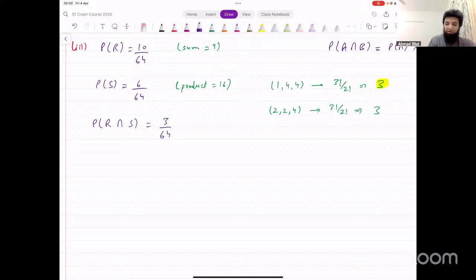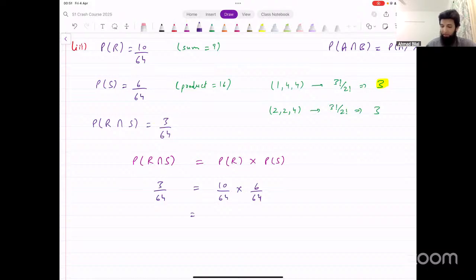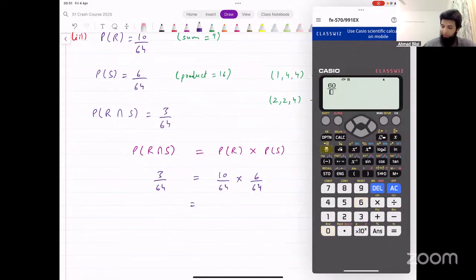And now we can check if that condition is met or not. Probability of R intersection S, let's figure out if that is equal to probability of R into probability of S. Let's see if these are equal or not. R intersection S probability, that's 3/64. Probability of R is 10/64, and probability of S is 6/64. Let's simplify this and see what we get. On the right side, we have 60 divided by 64 times 64, and that simplifies to 15/1024. On the left side, we have 3/64.